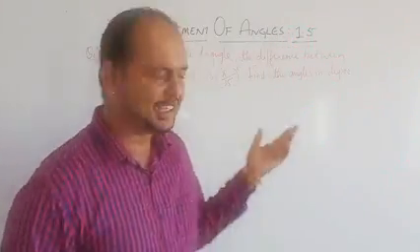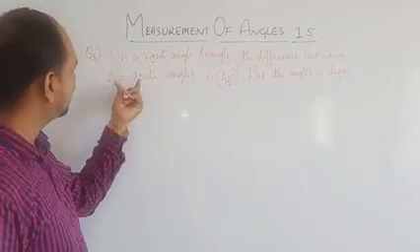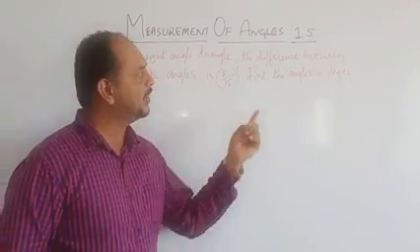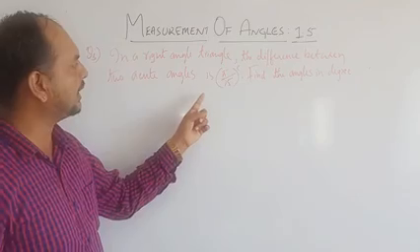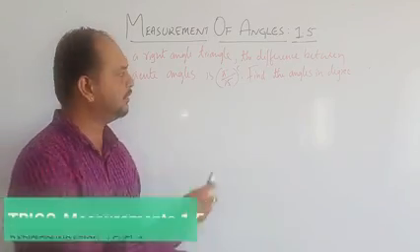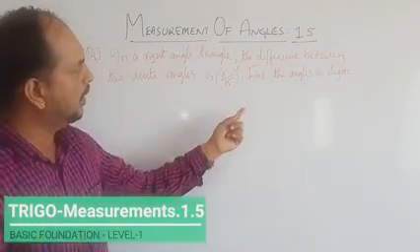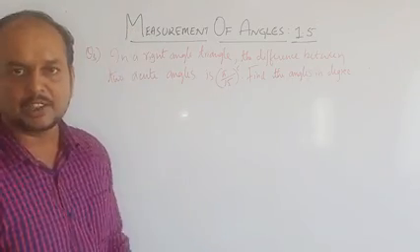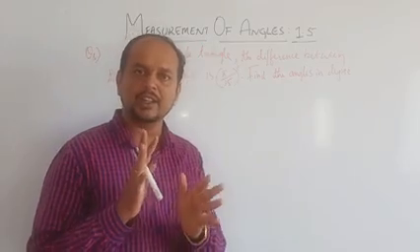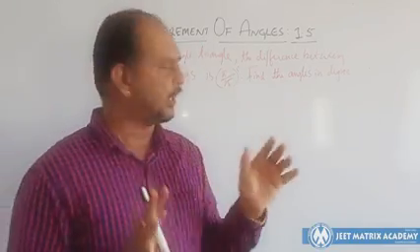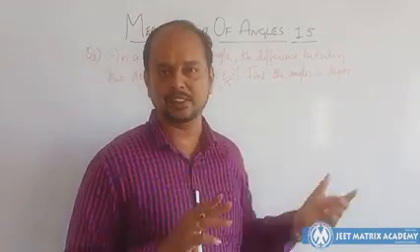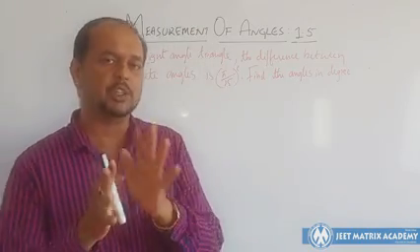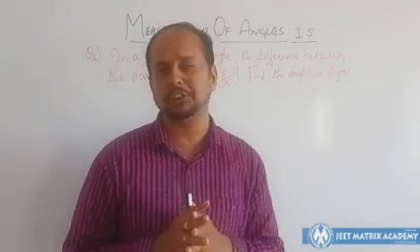One more problem we'll see, question number 3. In a right angle triangle, the difference between the two acute angles is pi by 15 radian. Find the angles in degree. You can read the question again and again. Observe, they have given one in radian, and asked for the other in degrees. Be very careful.